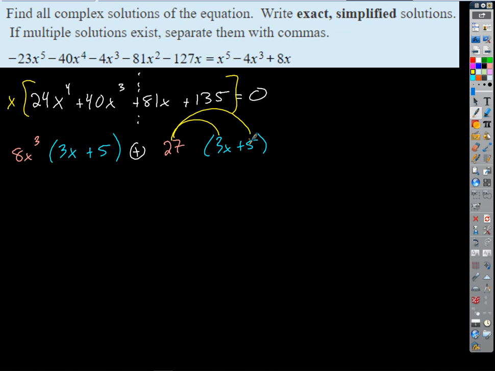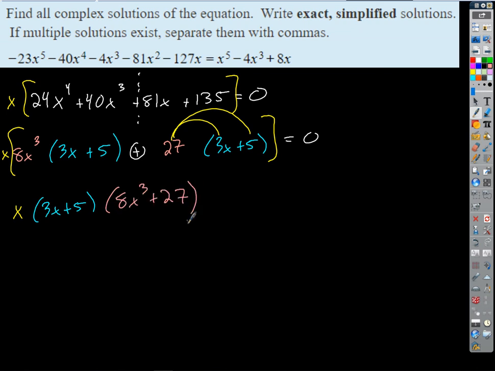Right? So then this is equal to, we've got our x out front. We can factor out, I guess I need to put that too, don't I? We have our x out front. We can factor out of each group 3x plus 5. And then we're left behind with 8x cubed plus 27 equals 0. Okay?